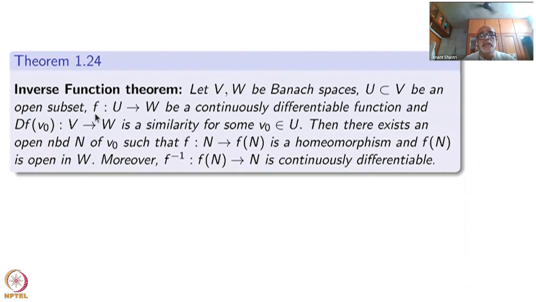So starting with just a continuously differentiable function, such that at one point the derivative is invertible, in a small neighborhood the function itself is a homeomorphism. Actually a diffeomorphism, because the inverse is also continuously differentiable. Moreover, the image is also open. Both N and F of N are open. N is open in V and F of N is open in W. The hypothesis that df at v naught is a similarity automatically implies that V and W are similar spaces.